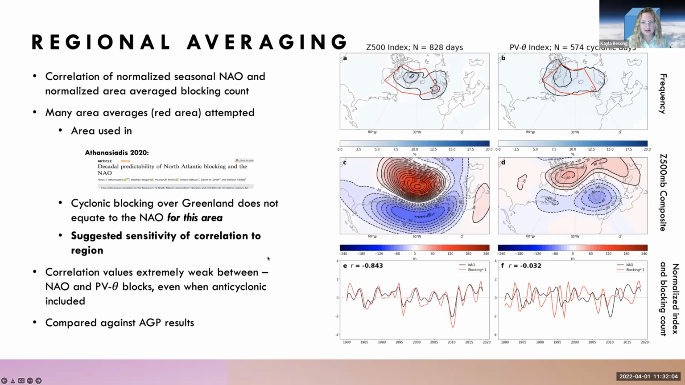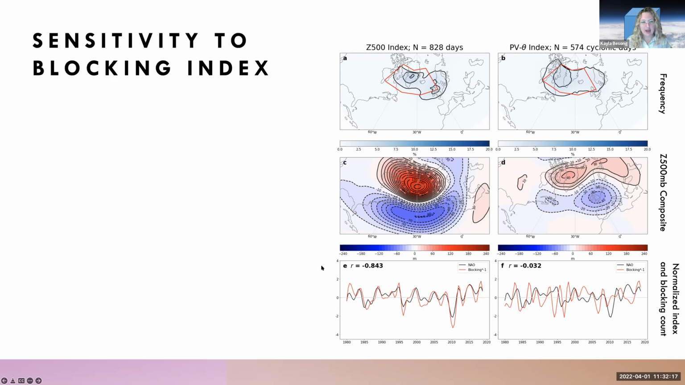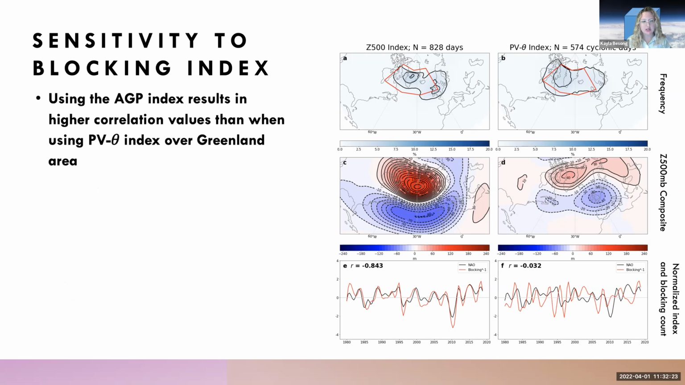So I added that, and I was like, wow, this is interesting. And so when you compare against the AGP results, you get wildly different answers. And so what we have here is the sensitivity of this blocking correlation to index. And when you use the AGP correlation, you're going to get higher results, right? This is a stark difference between the two. And essentially what we can actually deduce from this time series analysis is that each index is actually measuring different blocking events, right? There's some key pieces being missed throughout here, especially when we consider this PV theta cyclonic index.